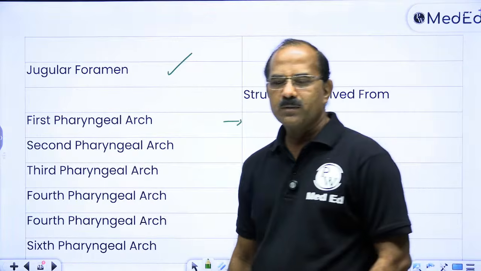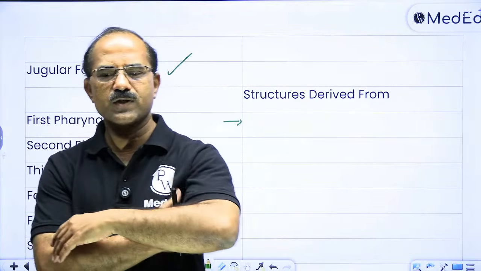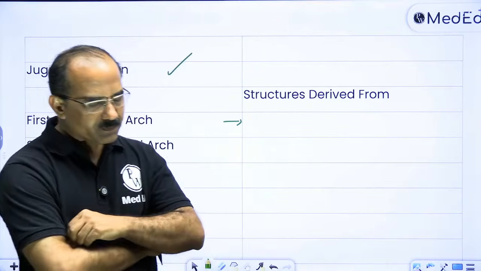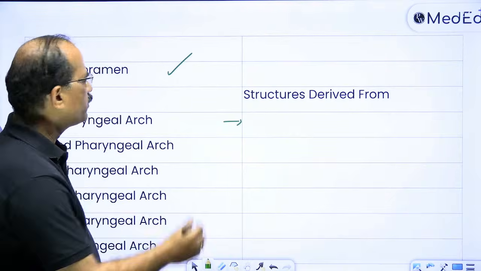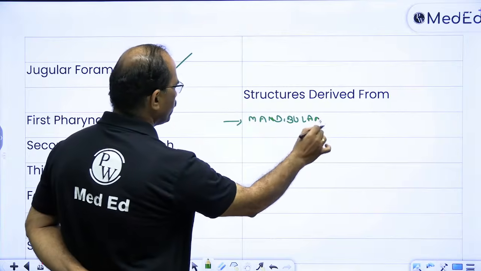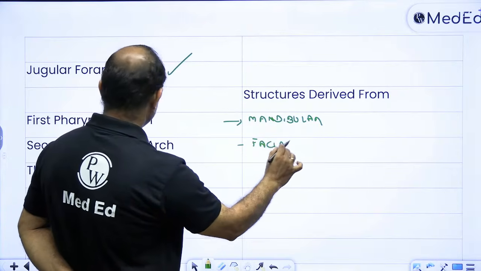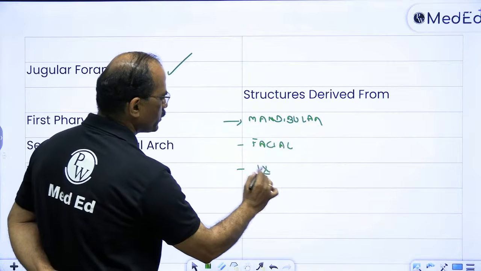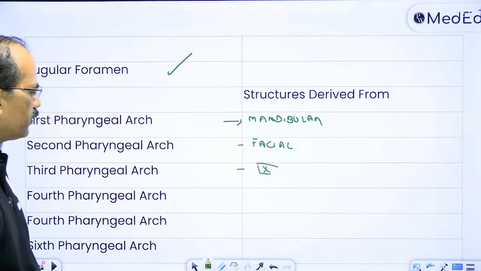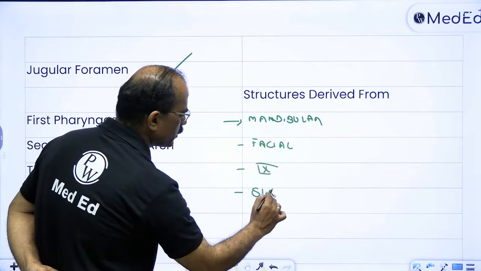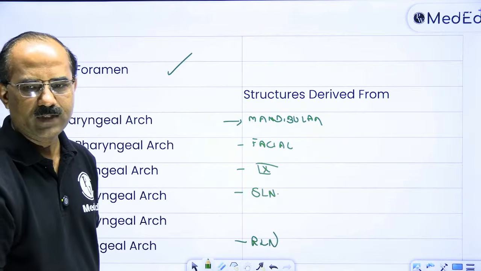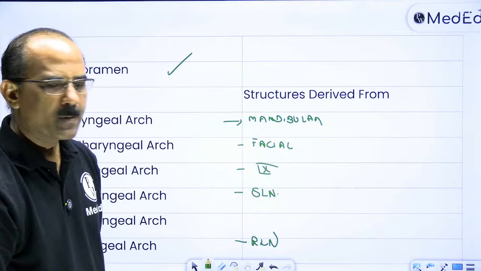Any guesses? Which is the nerve of the first arch? Mandibular. The nerve of the second arch? Facial. The nerve of the third arch is glossopharyngeal. The nerve of the fourth arch? The nerve of the fourth arch is superior laryngeal nerve, and the nerve of the sixth arch is recurrent laryngeal nerve. Recurrent laryngeal nerve, okay?